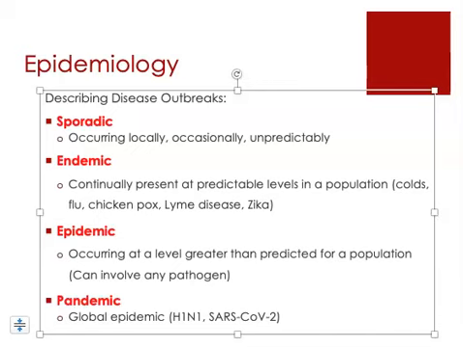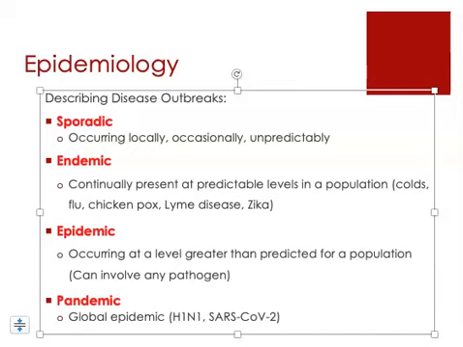Epidemic is a term that describes an outbreak that's occurring at a level that's greater than predicted for a particular population. And finally, a pandemic is simply a global epidemic. So typically, a pandemic involves a pathogen that is brand new, or what we would call a novel pathogen. A pathogen perhaps that has existed for a while and has gone through a mutation to change it sufficiently so that it is now considered novel, brand new. It has traits that it has never had before.